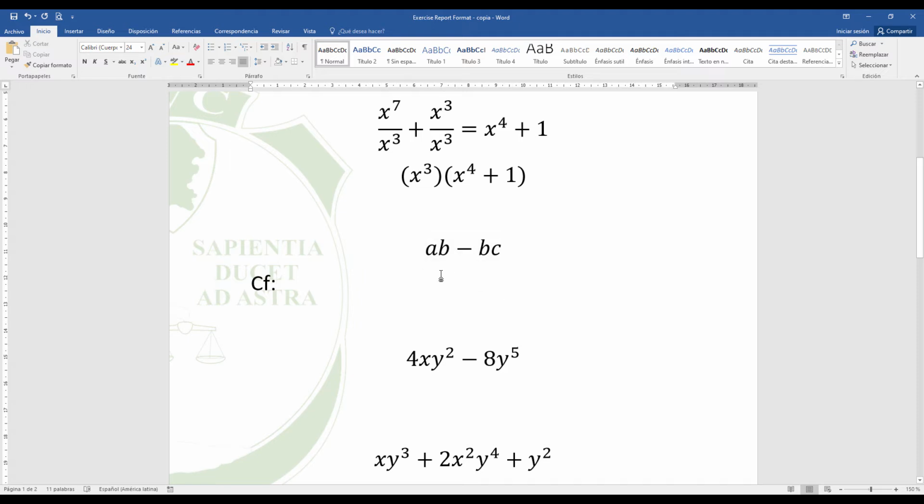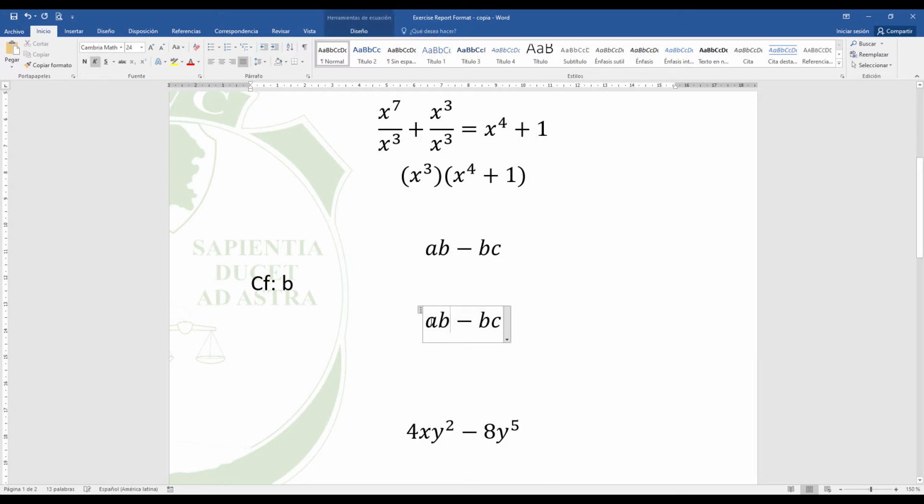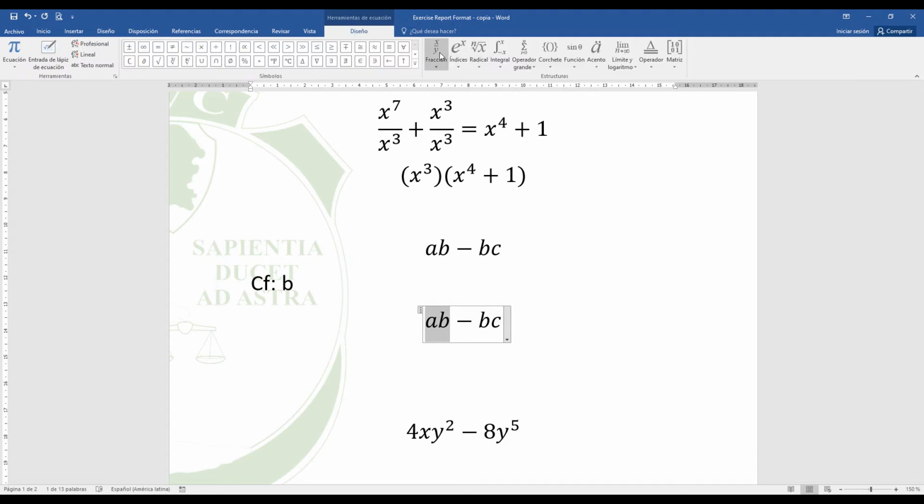You look here, the variable that is common here is b. Only b, because we don't have any different exponent here, and you only have the coefficient 1 here. So this is the common factor, so you need to divide.